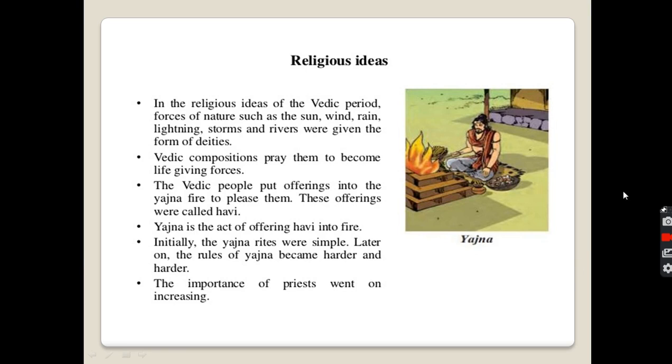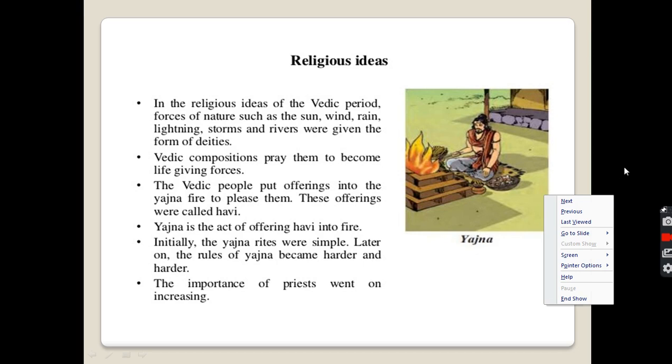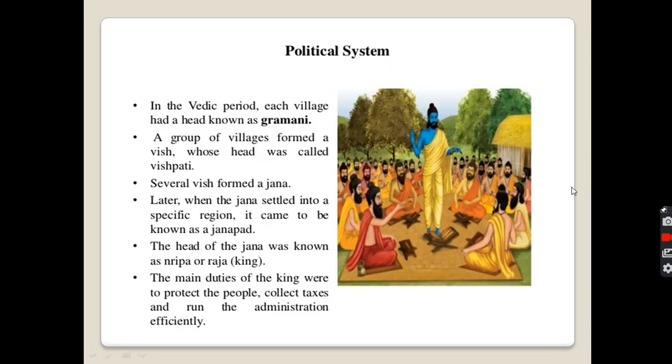Now we will go to the political system. We will see about the political system in the Vedic civilization. During the Vedic period, each and every village had a head, which was known as a Gramani. A group of villages was known as the Vish, whose head was known as the Vishpati. In this way, several Vish were formed into what was named a Jana.